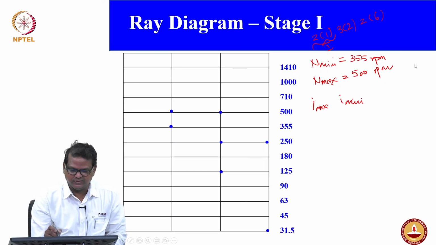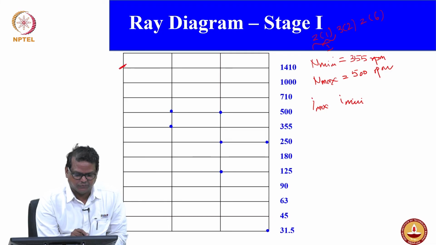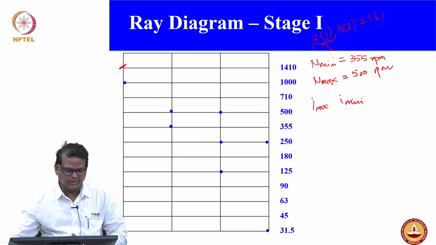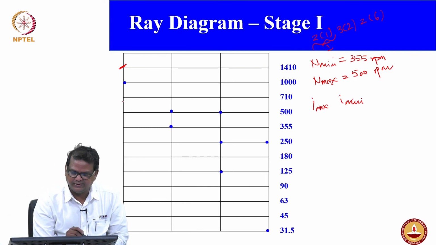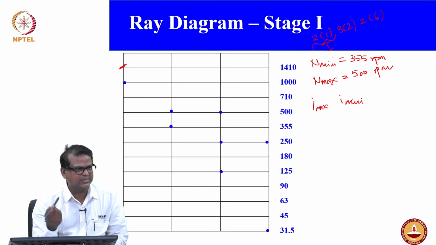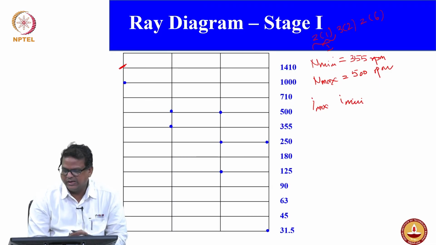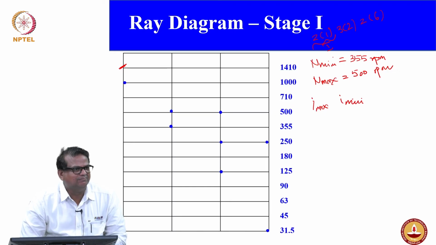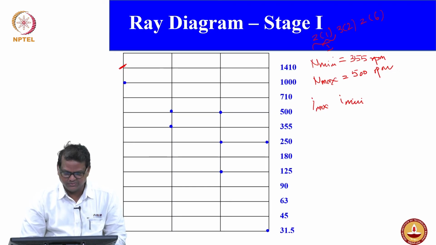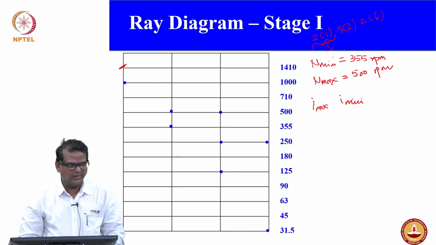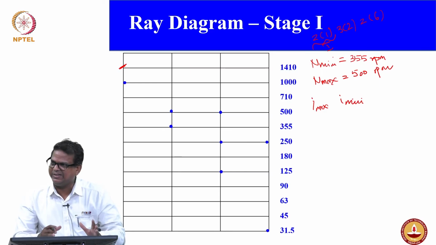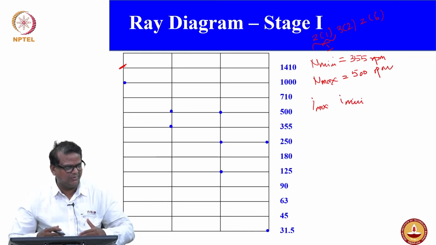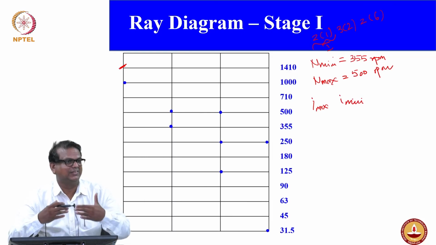We know that is given, but we are only focusing on what we are constructing. So, from here we can choose either 710 or 1000; that does not matter. I choose 1000 as the input speed for stage 1. So, now what we have done, we made the basic skeleton. This is the skeleton of the ray diagram. With that we are going to fill in the other speeds also.